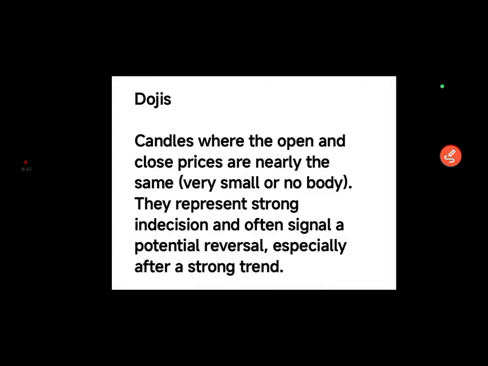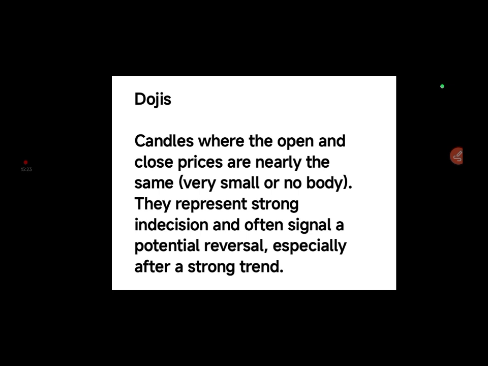So let us go to the next slide. Now we are moving gradually. This is dojis. Doji is also a type of candle. It is a candle where the open and close prices are nearly the same, very small or no body at all. They represent strong indecision and often signal a potential reversal, especially after a strong trend. Doji is also an indecision, but it does not talk about whether it is in an uptrend or downtrend. It can happen in any direction. That is the meaning of Doji.